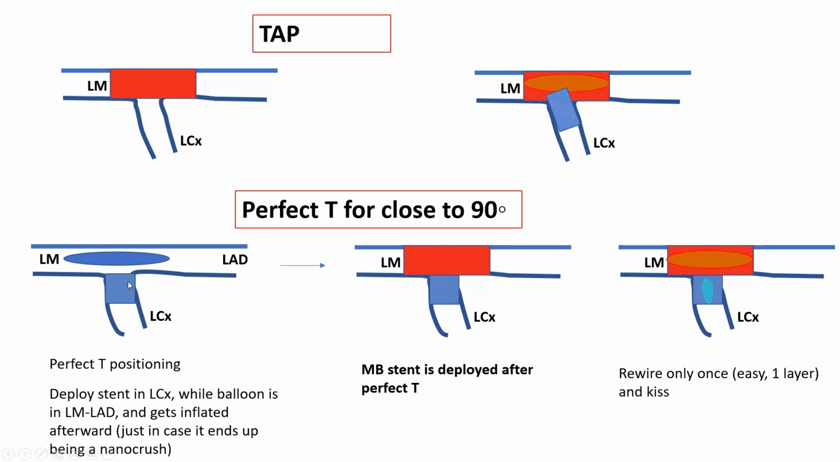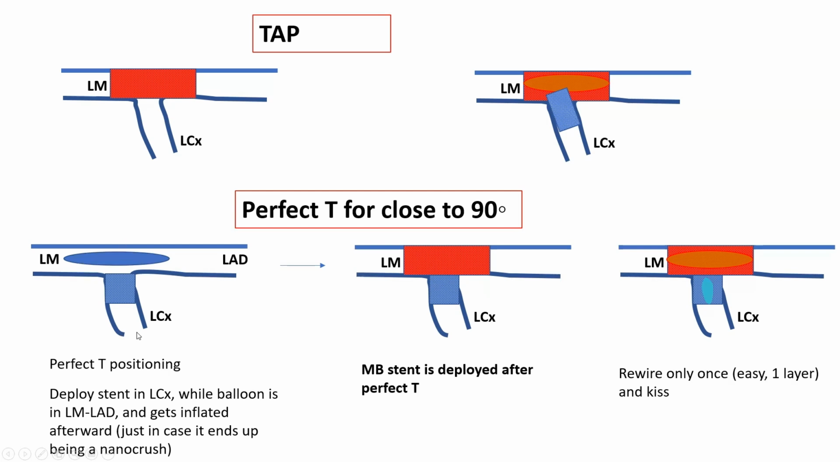This is how we do it. You position your circumflex stent exactly at the ostium without hanging. And then you deploy your main branch stent without any stent double layers. Okay, that's the perfect T. We're not crushing that stent. Then you eventually rewire and do a kissing balloon inflation. And you're rewiring across again one stent layer, because here there is no overlap of stent layer in this area. So that's the perfect T.